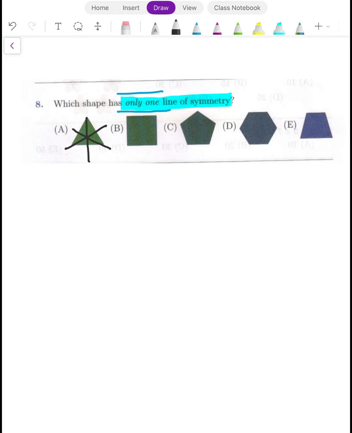So this has multiple. Square, we know it has 4 lines of symmetry. Similarly, this seems like a regular pentagon. It will have multiple lines of symmetry, much more than one line of symmetry. So this cannot be. Similarly, this is a regular hexagon, and this will have many lines of symmetry. Only the trapezium here will have one line of symmetry, which is right here. Let me draw it again.